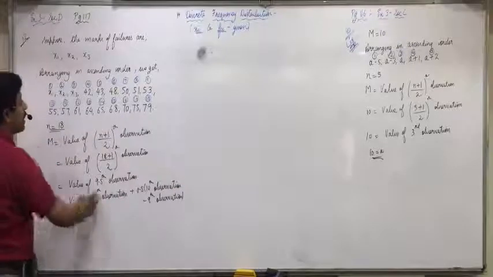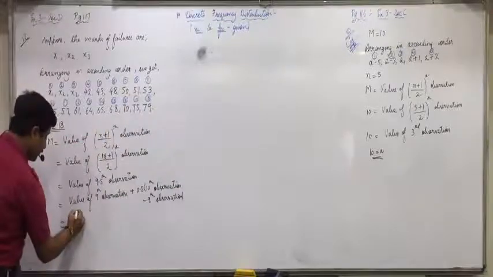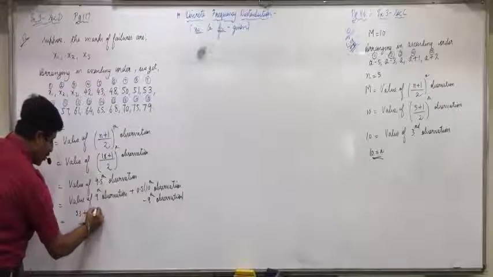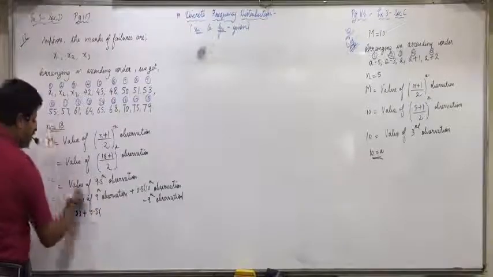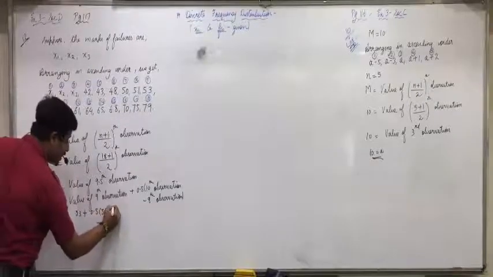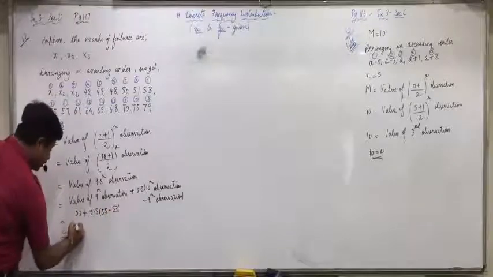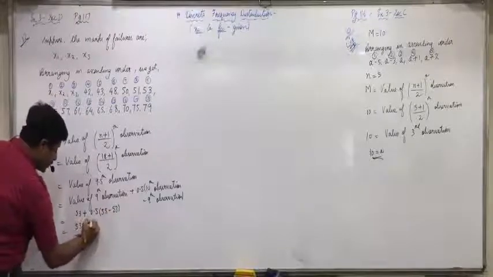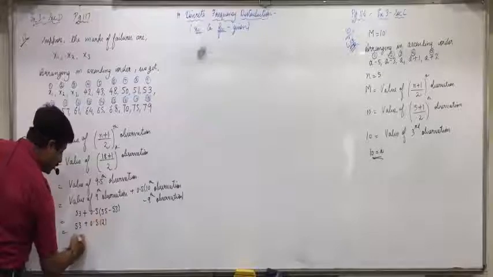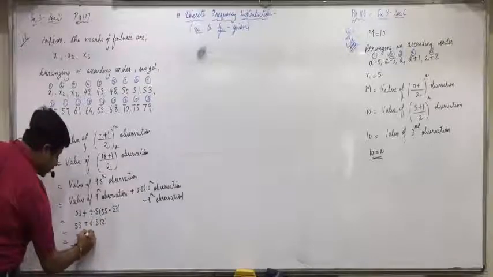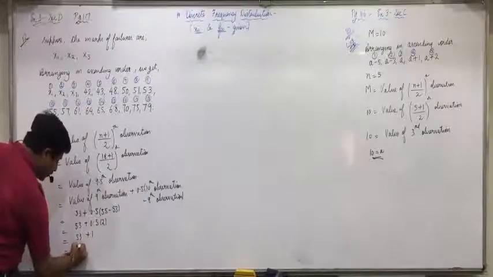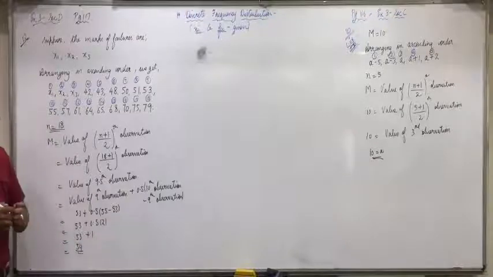Now, as we have done the marking, 9th is 53 plus 0.5, 10th is 55 minus 9th is again 53. So 53 plus 0.5 into 2, 53 plus 0.5 into 2 is 1. So 54. Here what mistake should not be done?